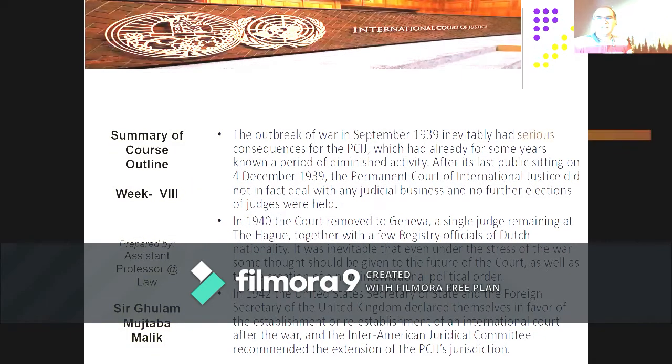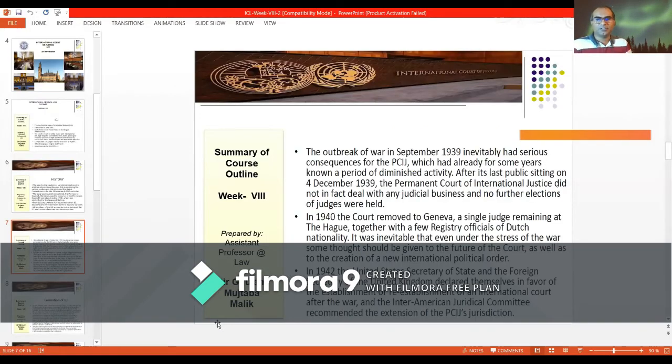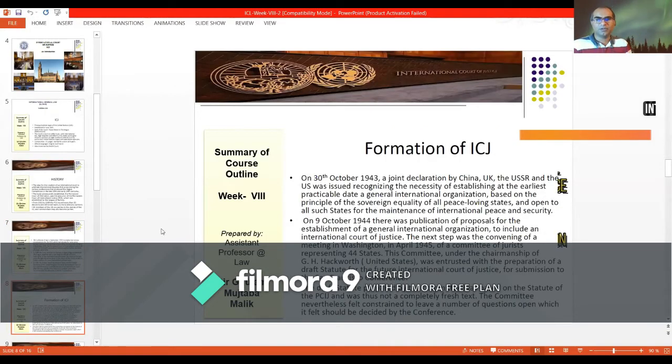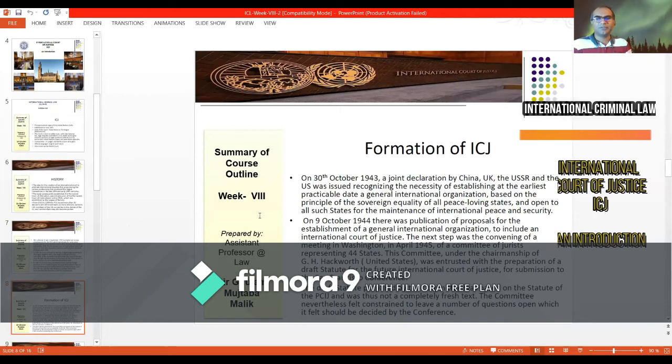So after the establishment of the World Court, that is the ICJ, what will be the composition and formation of the ICJ? The court consists of 15 judges, and they are elected for a term of 9 years by the General Assembly and the Security Council.